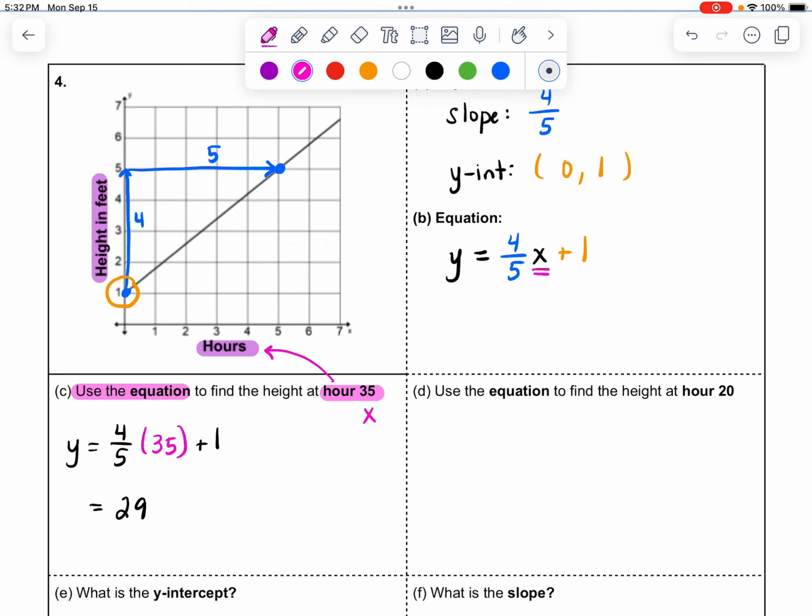But the key here is 29 what? Well, the hour is 35. The height is in feet. So I'm going to say 29 feet.